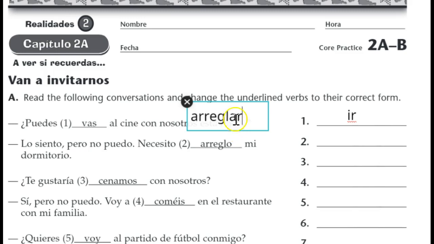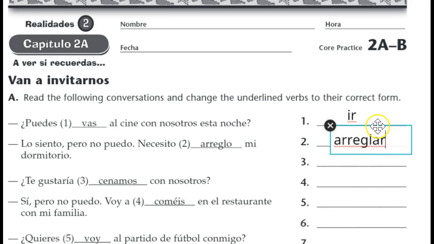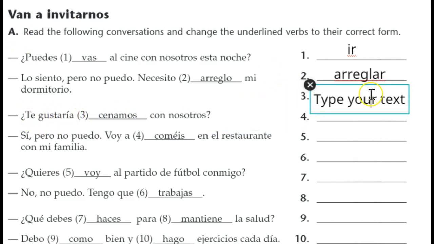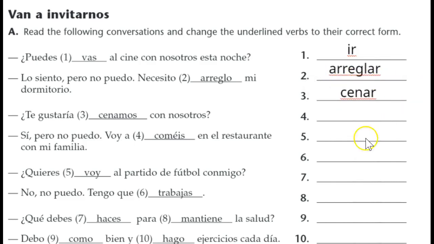I got to pick up my room. Necesito arreglar mi dormitorio. Número 3, ¿te gustaría? And then you have dinner. Not cenamos, right? After te gustaría, after a verb like that, you're going to have an infinitive. Te gustaría cenar. So it looks like it's a pattern here, right? You're going to give the infinitive of every verb you see, it looks like.